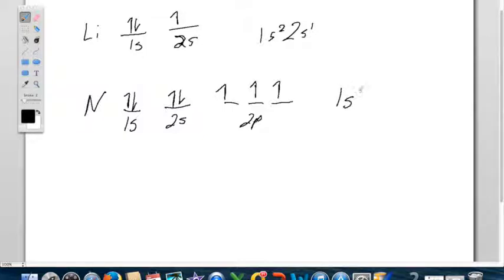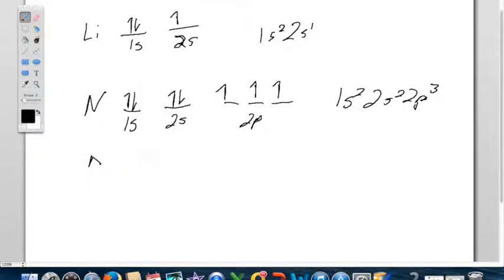To write it in the standard way, we could put 1s2, 2s2, and then for 2p, we would put 2p3. Okay? Now remember, how do you know that there are s and p orbitals in the n equals 2 shell? What we're doing here is applying what we learned when we learned about quantum numbers.